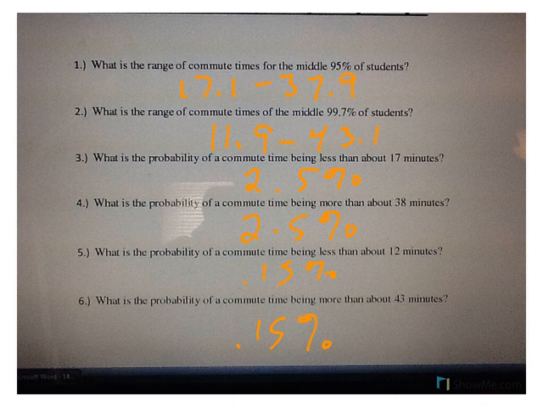Less than 17 minutes, so you're going to the left, right? Less is to the left. Add everything to the left. More than 38 in number 4. More than that means you have to add everything that's to the right, because more is to the right. Same with 5 and 6. Check your answers. See how you did.